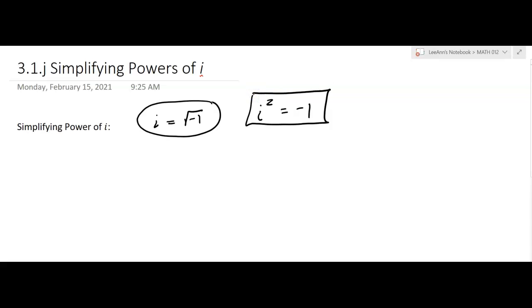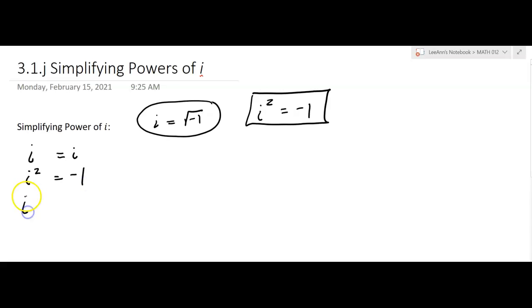But what if we had other powers of i? I like to make for my students what I call the i chart, and we're going to take a little time to do this. Let's say we have i to the first power. i is i, and that's just what it is. It's not going to change. It's just i. i squared, that's the one we have to know, is -1.